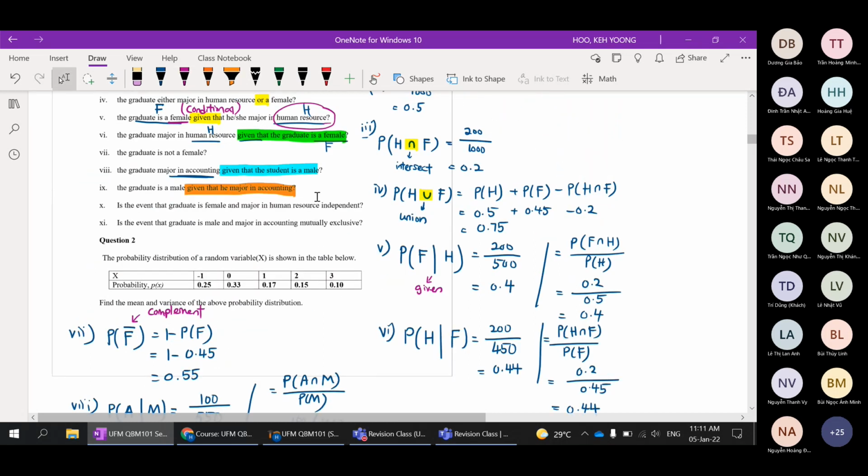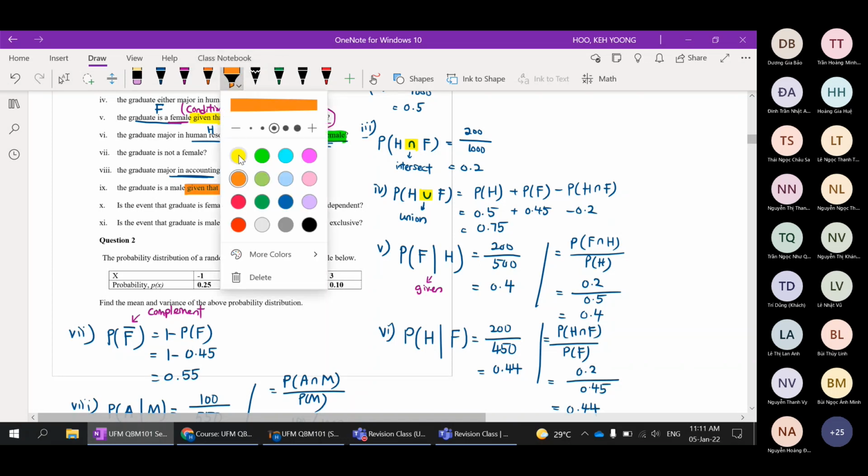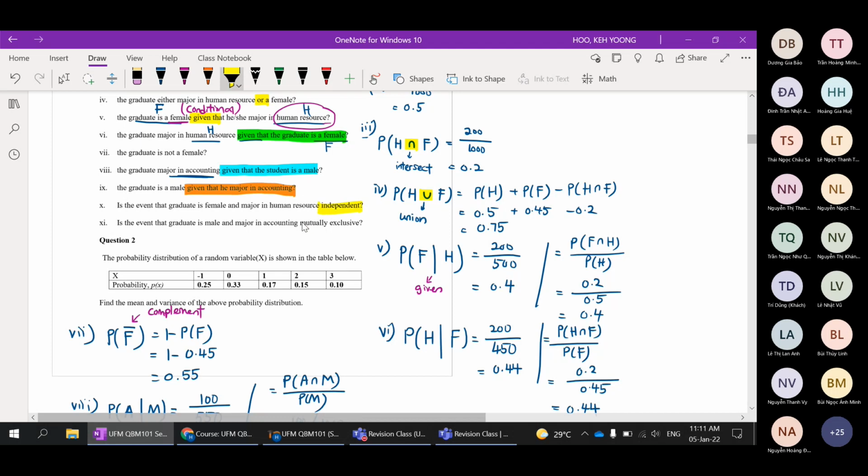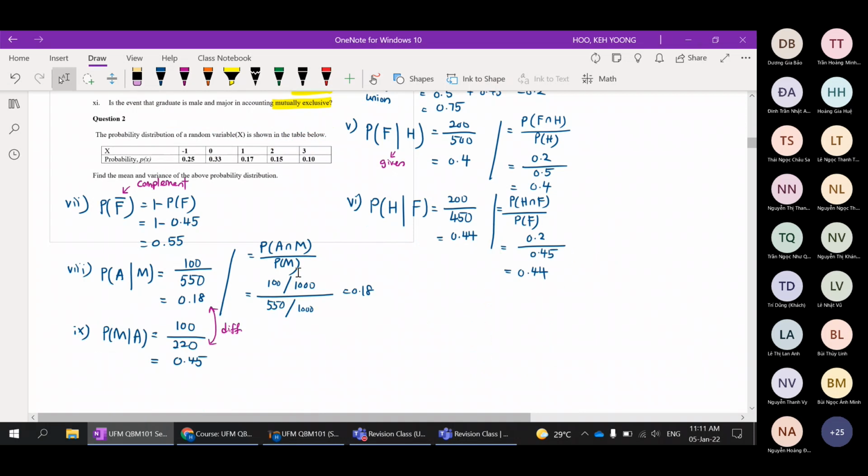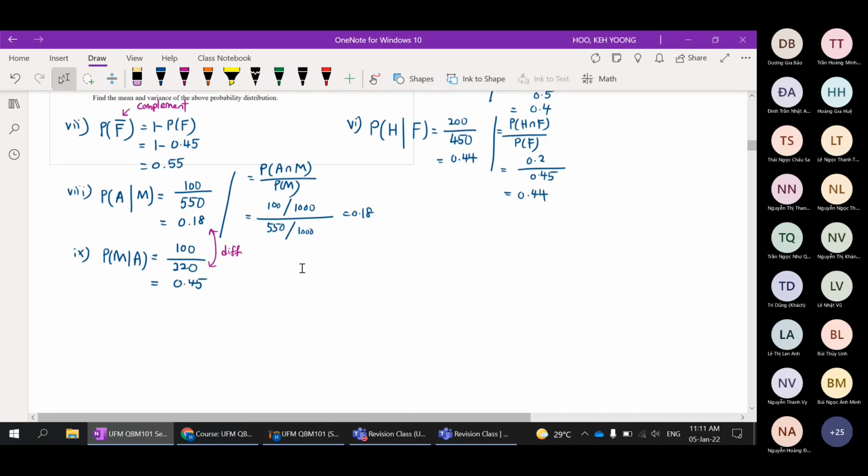Okay, next question. Is the event graduate is female and majors in human resource independent? The last two questions are trying to prove whether the two events are independent or mutually exclusive. So let's look at independent first. How do we prove independence or not?